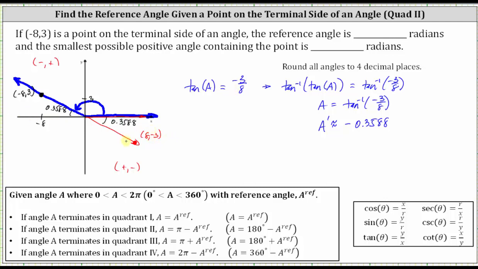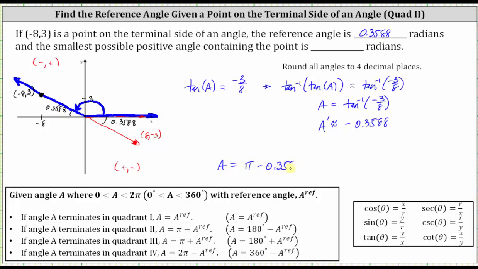So let's begin by recording the reference angle to the angle we are looking for, which we now know is 0.3588. And now that we know the reference angle, we can determine the smallest possible positive angle passing through the given point of negative 8 comma 3, which would be pi minus the reference angle. So our angle A is equal to pi minus 0.3588.